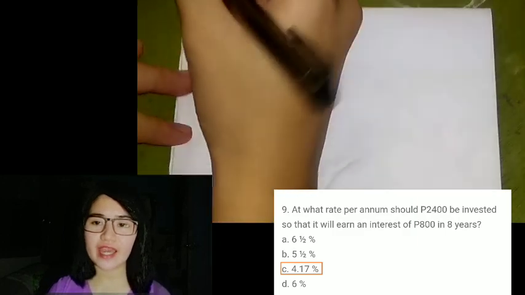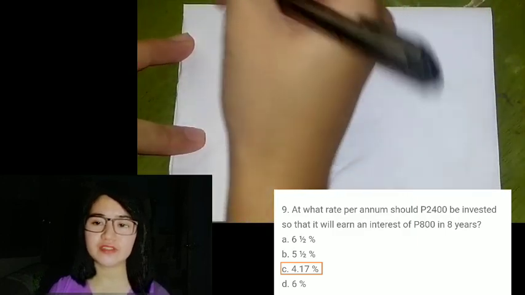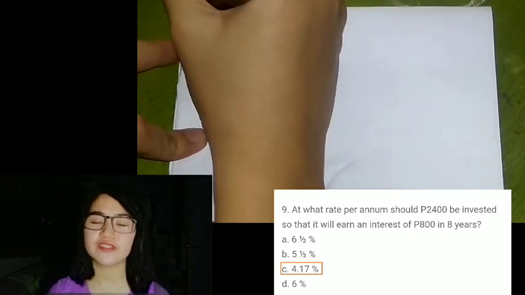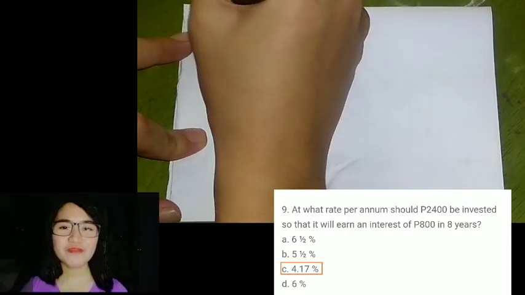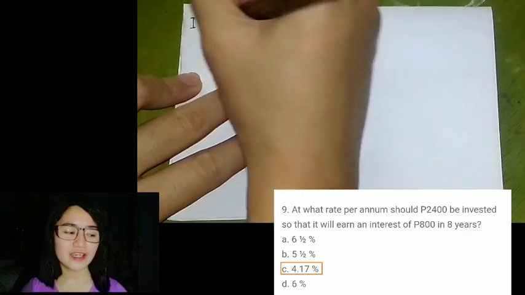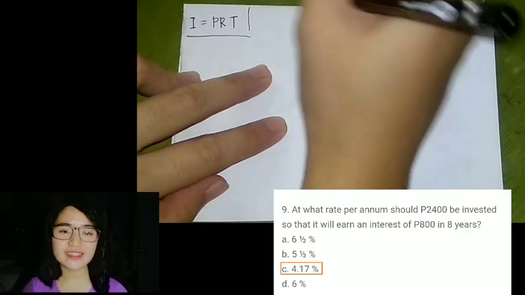At what rate per annum should 2,400 pesos be invested so that it will earn an interest of 800 pesos in 8 years? Ang formula na gagamitin natin is I is equal to PRT, wherein yung I ay yun yung interest, and then yung P yung principal, yung R is yung rate, and then yung T is our time.